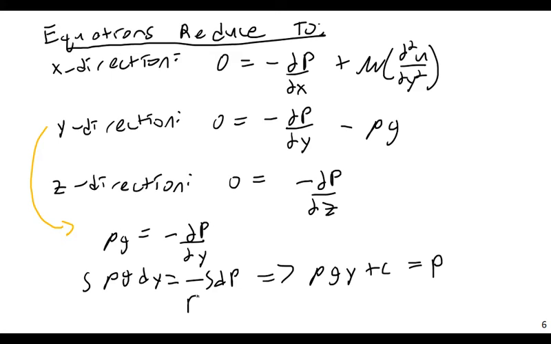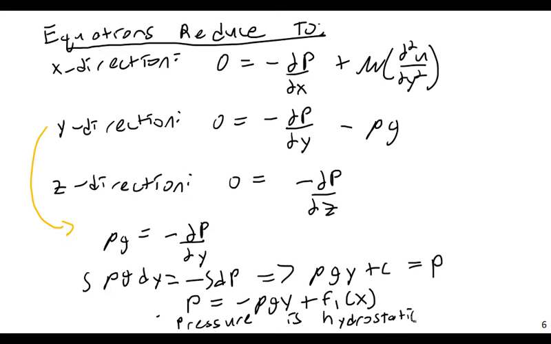Or p is equal to negative rho gy plus some constant, which would be a function of x. Some sort of function of x. Okay, so in other words, the pressure is hydrostatic in y. It would have to be some sort of function of x. Okay, so continuing along.